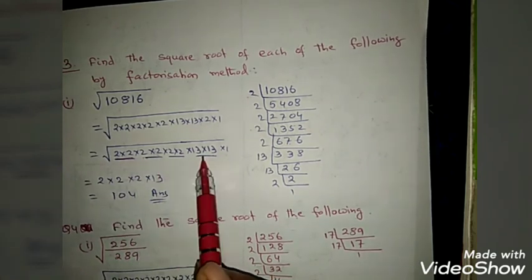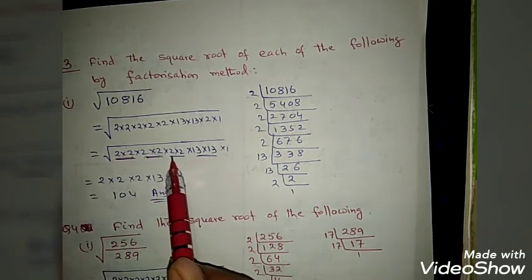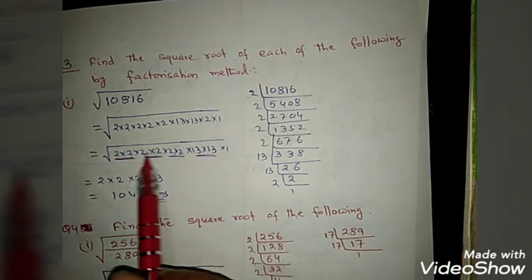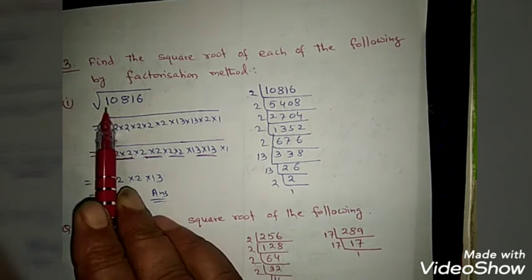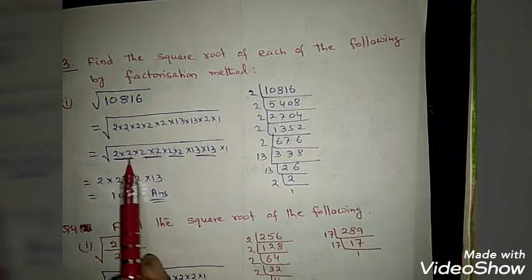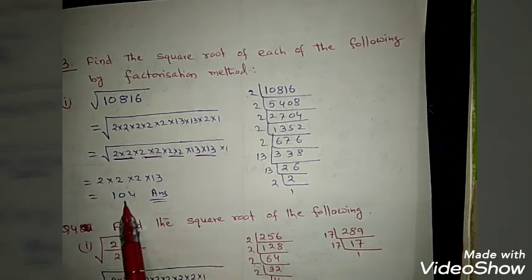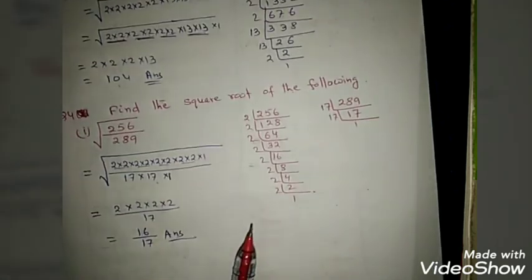Now from these arranged factors, we will make the pairs. So this is one pair, this is the second pair, this is the third pair, and this is the fourth pair. So all the factors occur in complete pairs. So the square root of 10,816 will be 2 into 2 into 2 into 13. We will select one digit from each pair and multiply them, and that will give you the square root of 10,816.